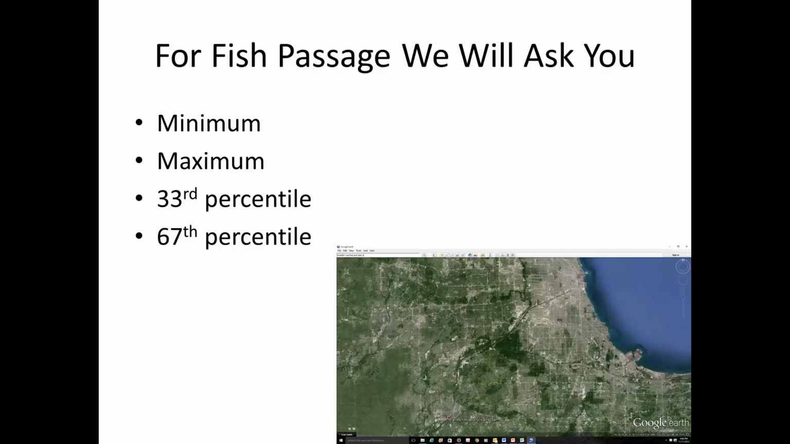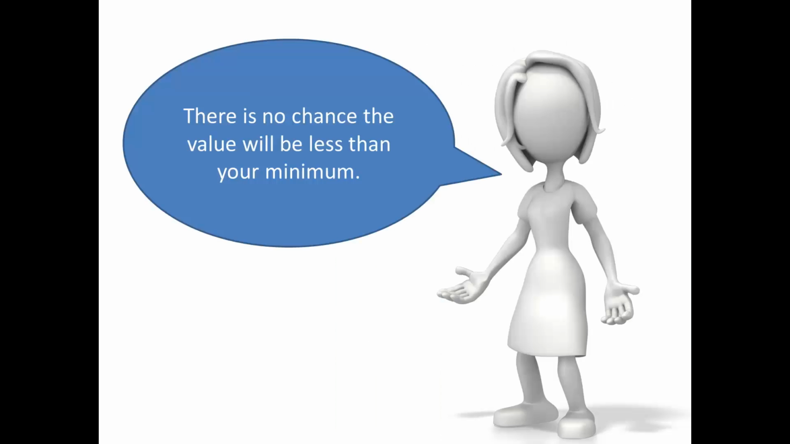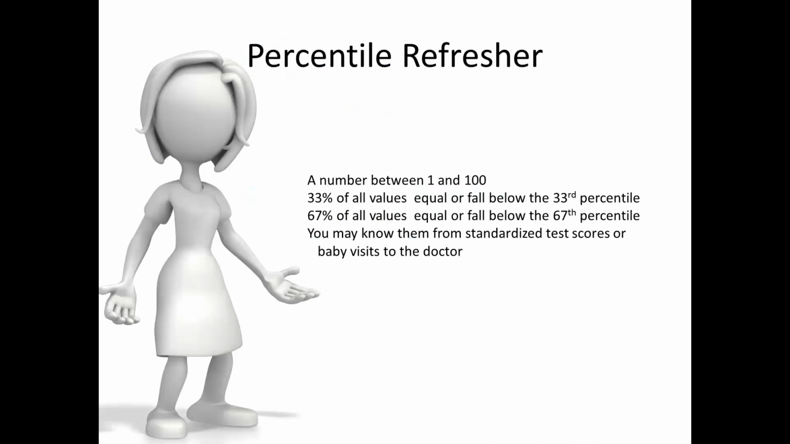We told them that when it came to fish passage, we would be asking them the minimum number of fish that could pass in a year and the maximum number of fish that could pass in a year. And then we gave them 2 percentile values that enabled them to kind of break the curve, to give it some shape, or to skew it more toward the minimum or the maximum. And we spent some time with them explaining how to do that. We said there's no chance that the value will be less than your minimum and no chance that it will be more than your maximum.